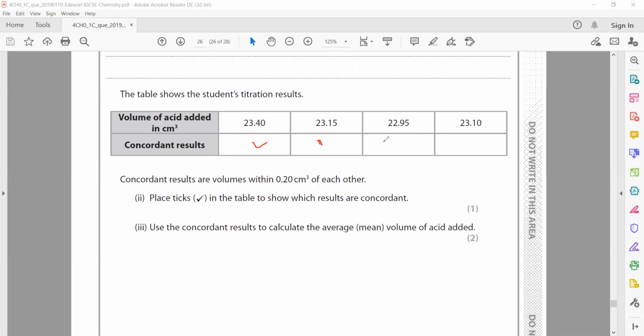When we check, we have to see which one is concordant to 0.2, meaning 0.2 more or 0.2 less. So if I select 23.4, that is not concordant with respect to the other numbers, because it is more than 0.2. So these are within the range: 23.15, 22.95, 23.10. These are concordant, so these are the three. We'll calculate the mean by only taking the concordant results. So add them and divide by 3. When we add and divide by 3, it will be 23.07.